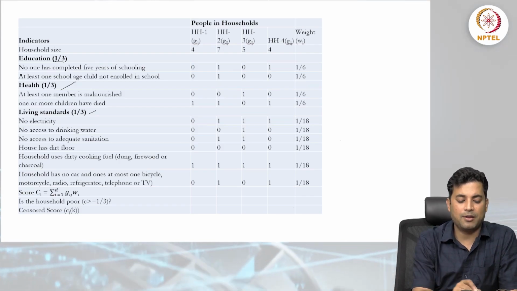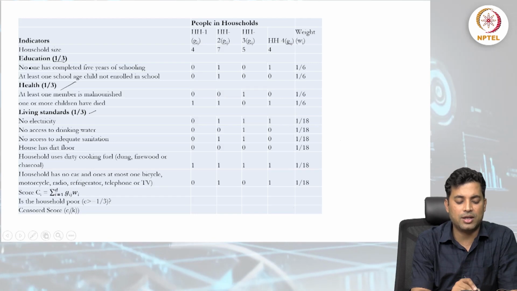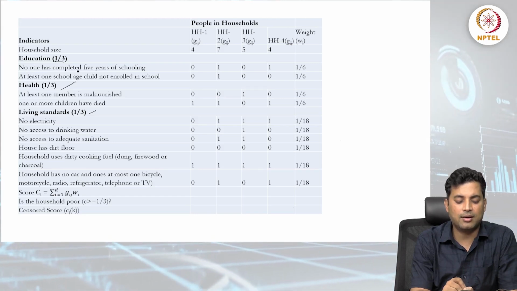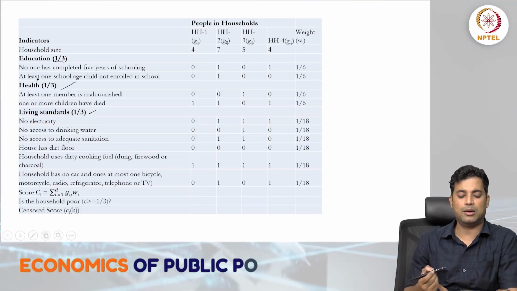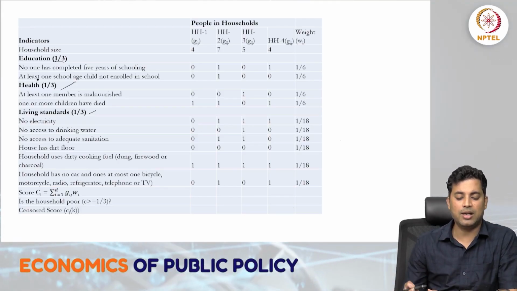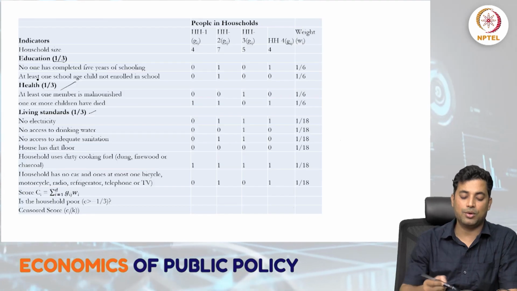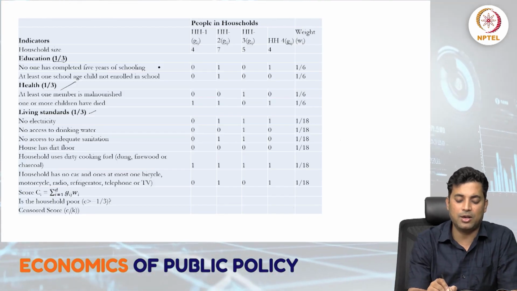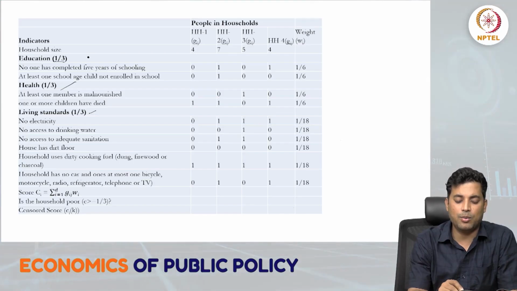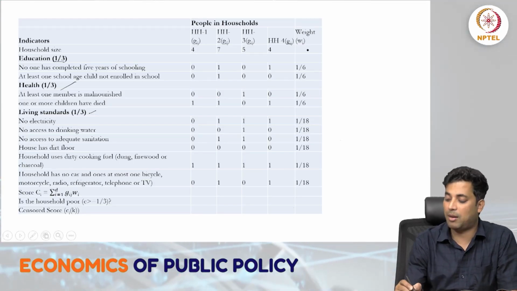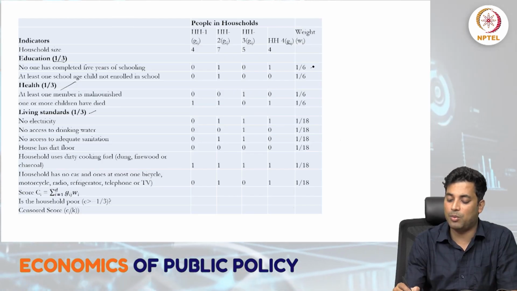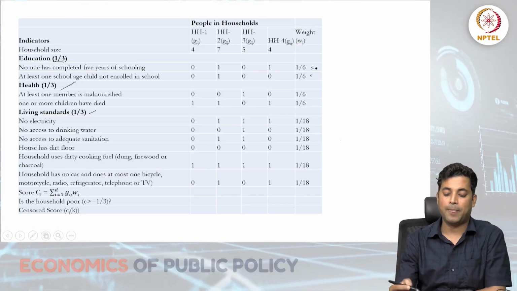The first one, under education, is that no one has completed 5 years of schooling, and the second is that at least one school-age child is not enrolled in the household. Again we are giving equal weightage within that: 1/3 divided by 2, so each indicator becomes 1 by 6, 1 by 6.